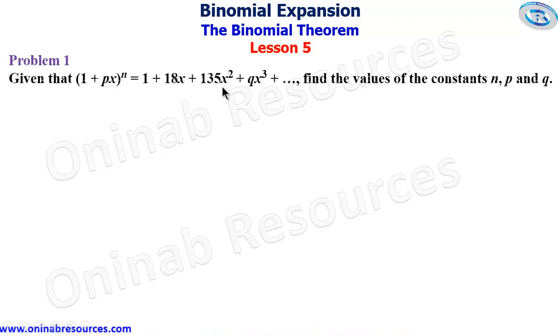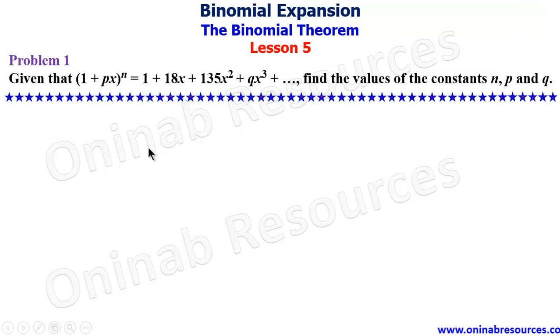So we start with problem 1. For problem 1, given that (1 + px)^n is equal to 1 + 18x + 135x² + qx³, and so on, find the values of the constants n, p and q. We carry out the binomial expansion up till 4 terms.